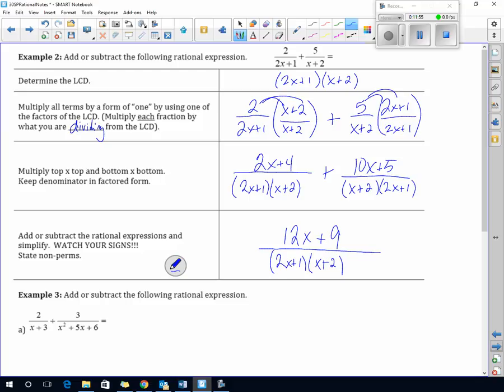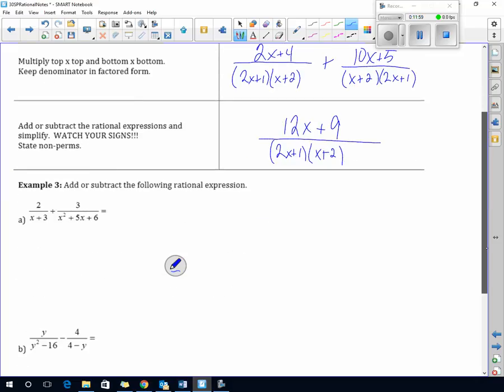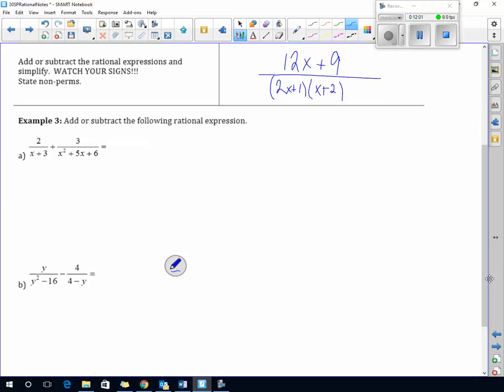State my non-permissibles. X cannot equal. What can it not equal? It's not 0, people. Negative 2 and negative 1 over 2. Thank you. Set those factors equal to 0 and solve. Hopefully it's a mental math question. Scroll up.